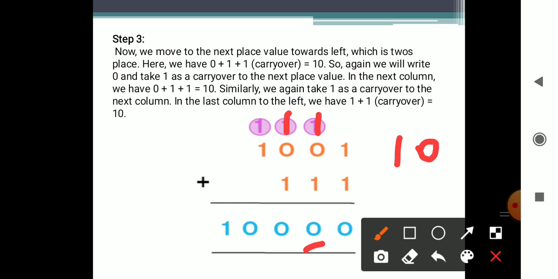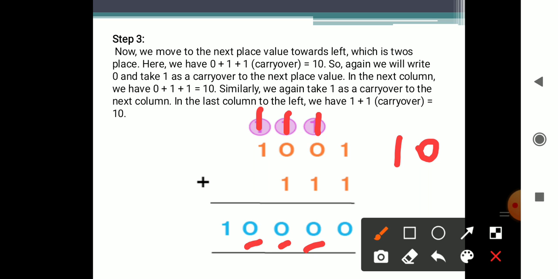Then adding the next column. Again 0 plus 1 we know results in 1, with a carryover 1, that means 1 plus 1 again results in 1 0. 0 as the result and again 1 as the carryover. Moving to the next column, we must add 1 plus 1, that again results in 1 0.